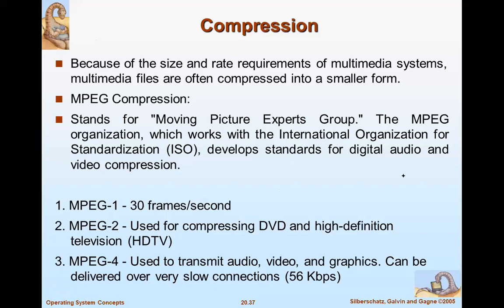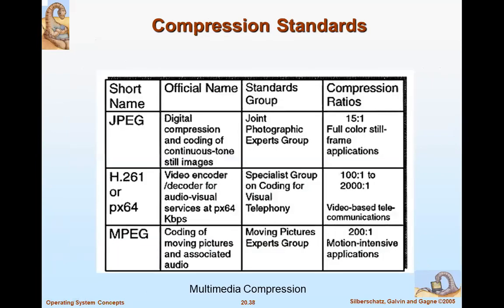And we have different types of compression. For example, here you can see there is MPEG-1, in which you can compress 30 frames per second. MPEG-2 is used to compress DVD and HDTV transmission, while MPEG-4 is used so that audio, video, and graphics can be delivered over very slow connections, such as 56 kbps, because with compression you minimize the size of those audio or video files, and that's why it is manageable for the user to transfer them.